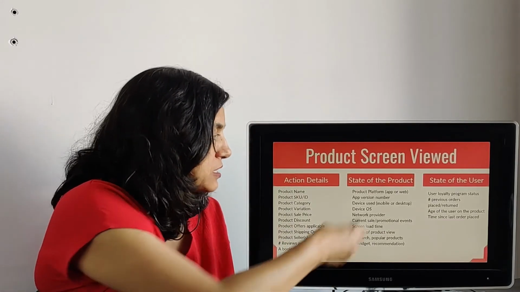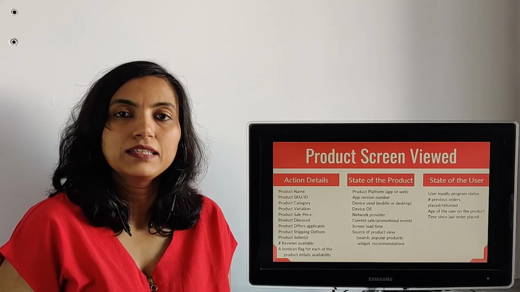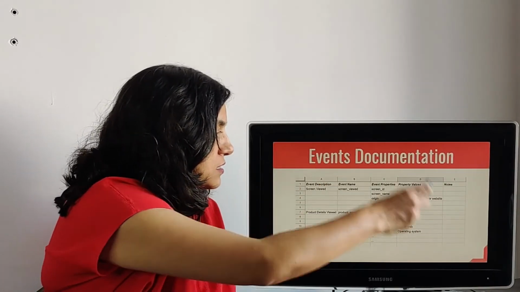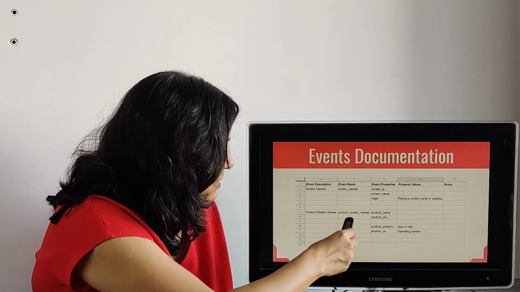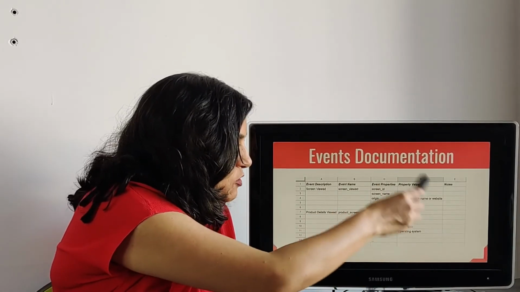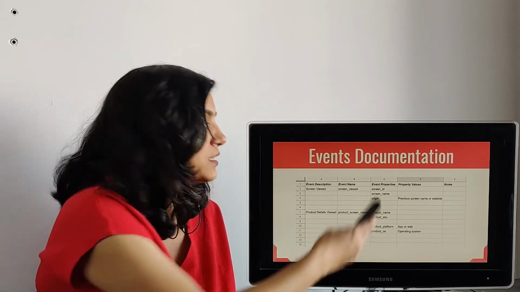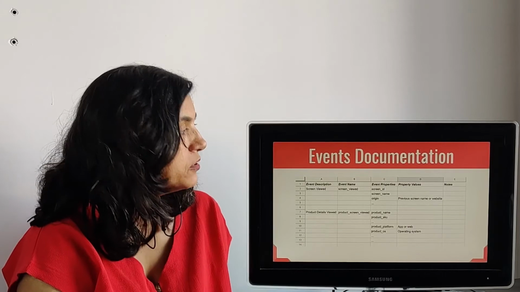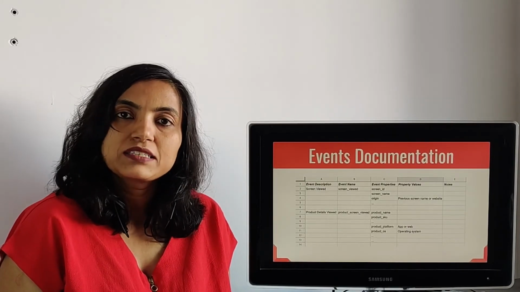Many of the properties, especially in these two buckets, may repeat across different events, and that is fine. So your final event design can be a simple spreadsheet like this, where you describe the event, you give the exact name of the event properties. Sometimes you may want to describe the values possible for the property, which helps engineers and others understand what this means, and anything else that you want to note about these events. So this is how events and properties are designed.